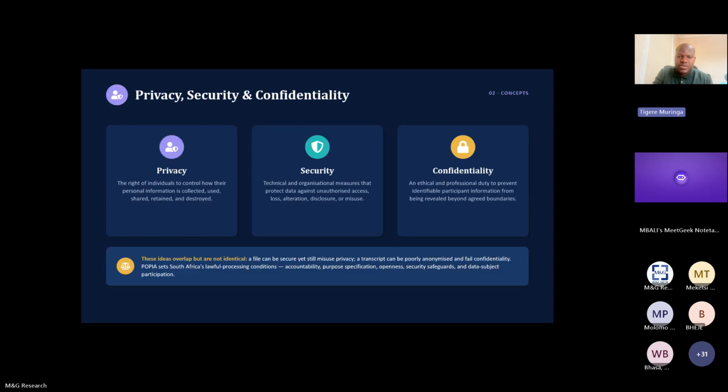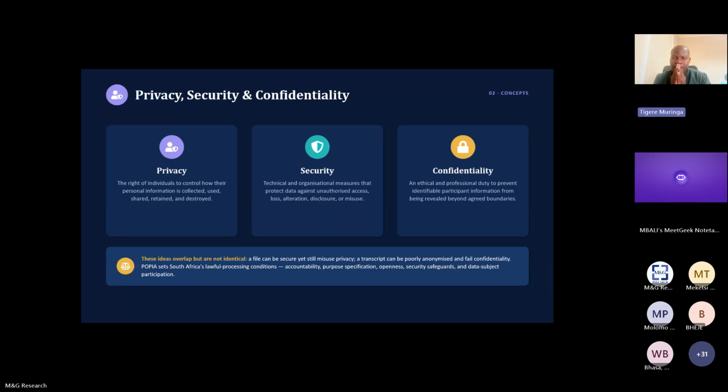So what we need to do is understand, before we get into the depth of this whole presentation today, where we're looking at data privacy, security, and confidentiality, it is imperative for us to clarify the three most important concepts that researchers often confuse. These are privacy, security, and confidentiality.